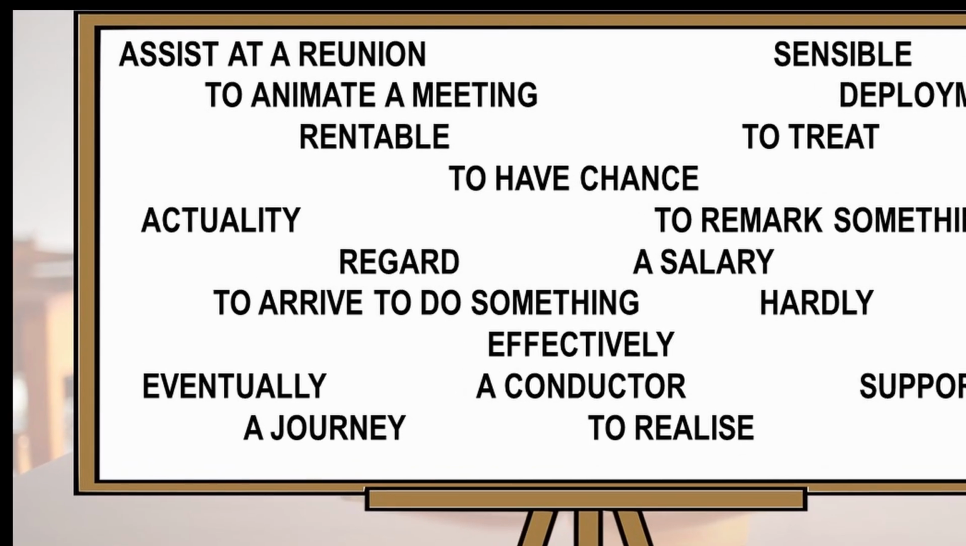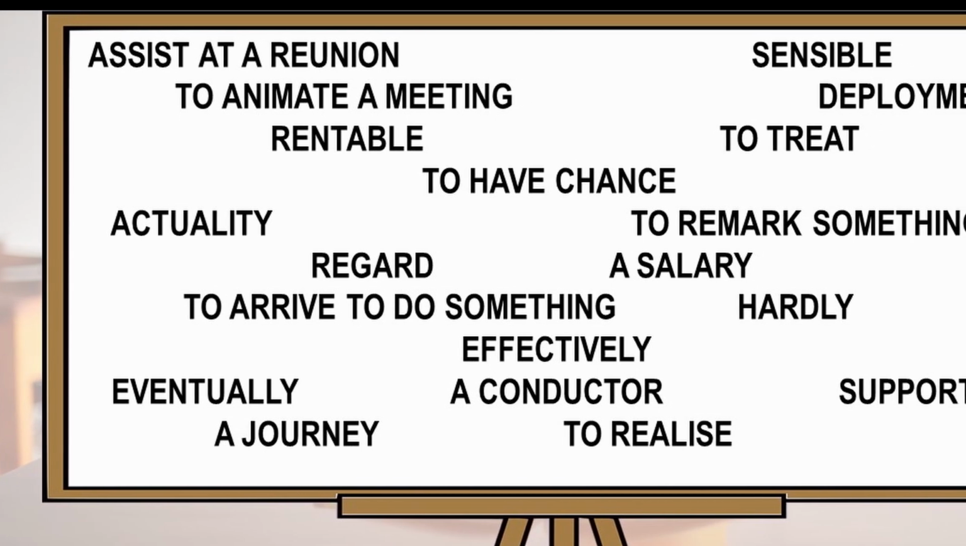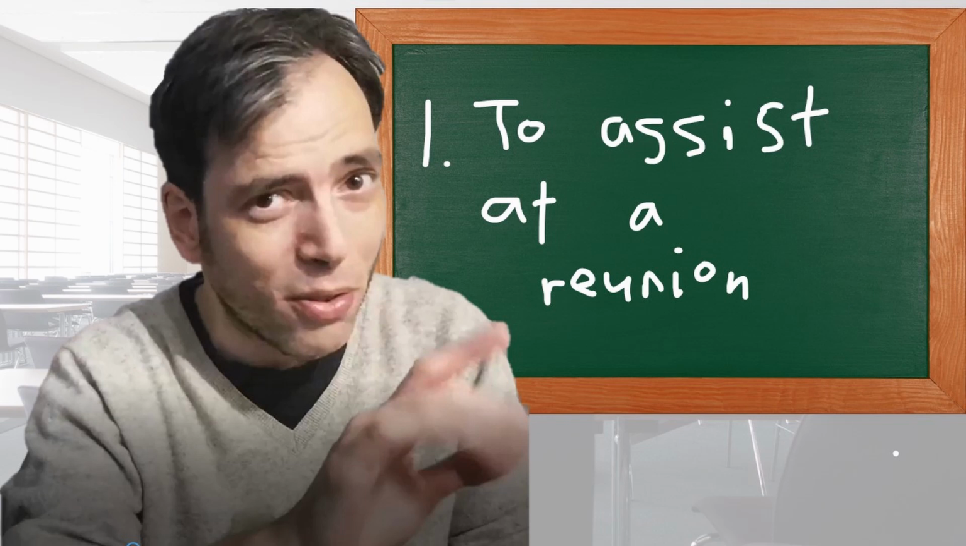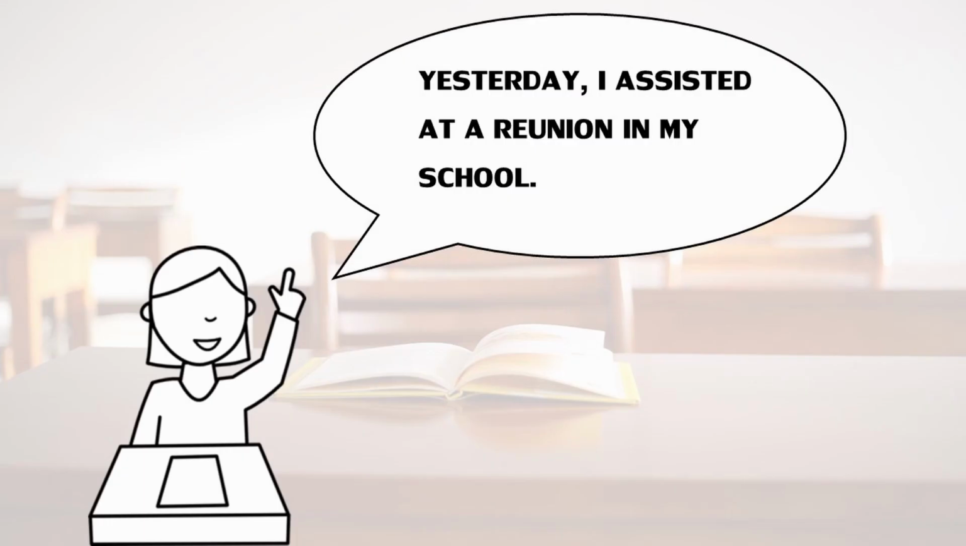Here we have a number of examples of commonly seen false friends, and we will look at some of these in more detail during the rest of this lesson. Firstly, we will look at a common false friend problem, the words assist and reunion. Now, the meaning of these words is very different from their European counterparts.